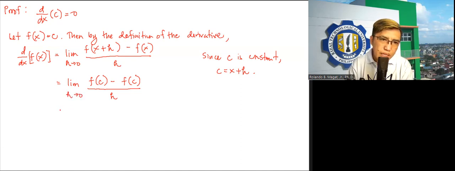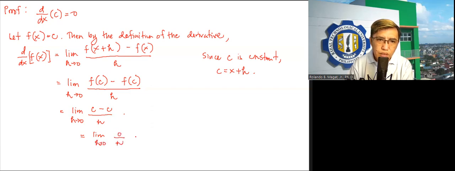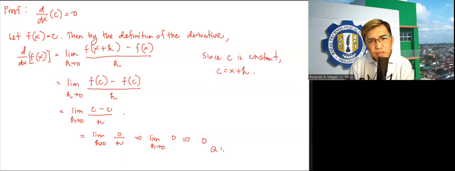In that case, we know that this is just the limit of C minus C all over h as h approaches 0, which implies that we have the limit of 0 all over h as h approaches 0, implying that we have the limit of 0 as h approaches 0, which is actually 0. And therefore, our theorem holds.